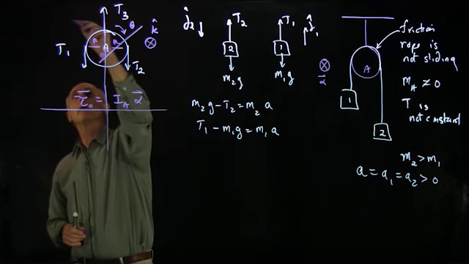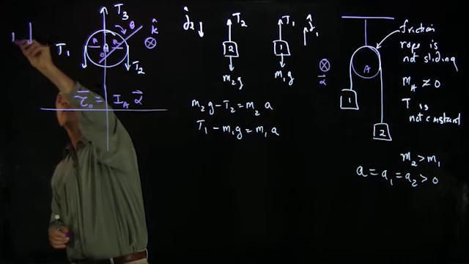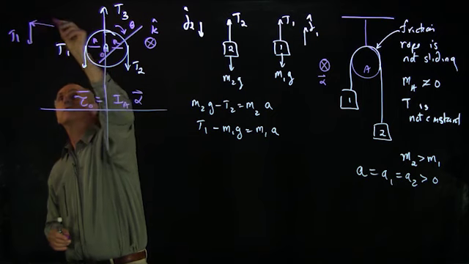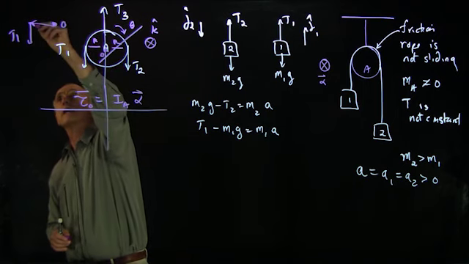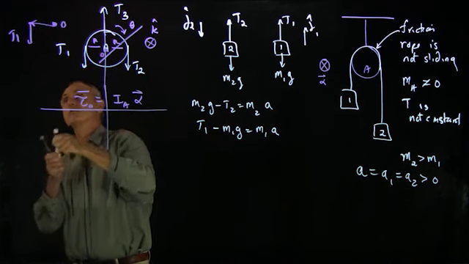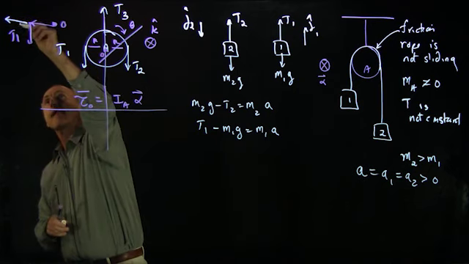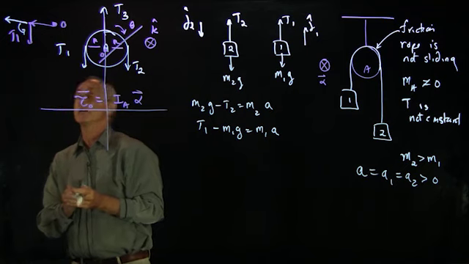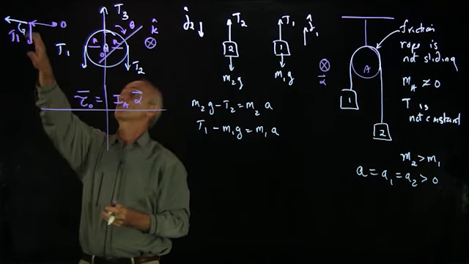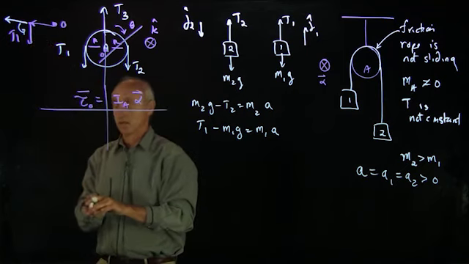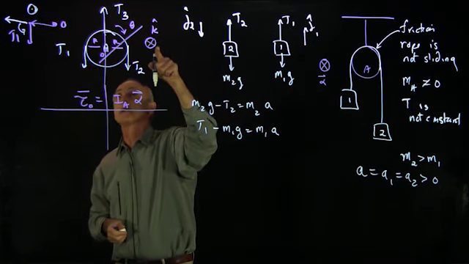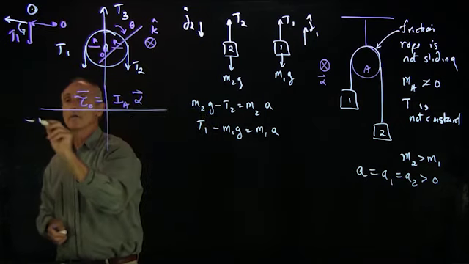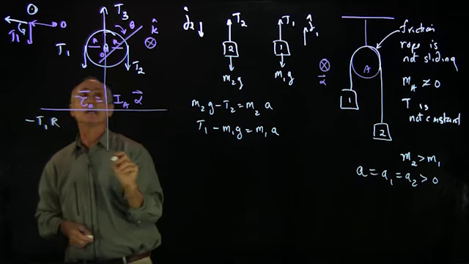So for instance, we would have to take T1 going down, and this vector from the origin to where T1 is acting. We can extend that force, and we see that that torque is pointing in the direction like that, and that's opposite our sign here. So this torque, minus T1R, is negative.